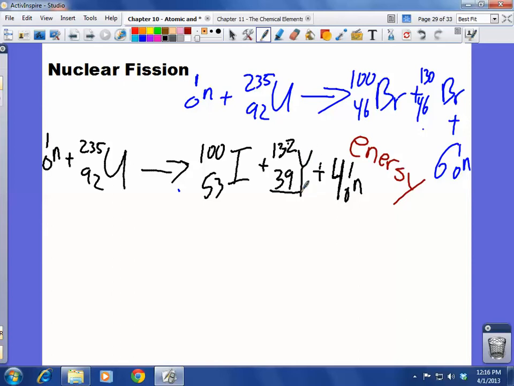So this is basically an artificial version of what we've already seen. We're not waiting for this uranium atom to slowly decay over time. We're going to shoot a neutron at it and make it happen right now, really quick. Why don't you guys try one of these?